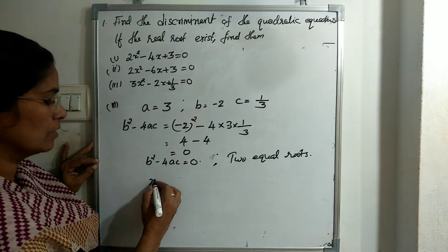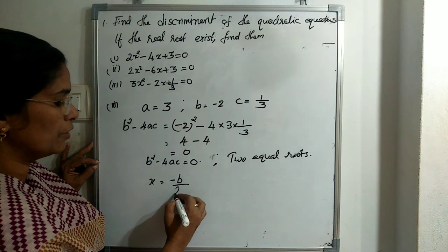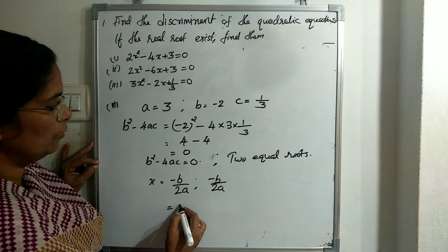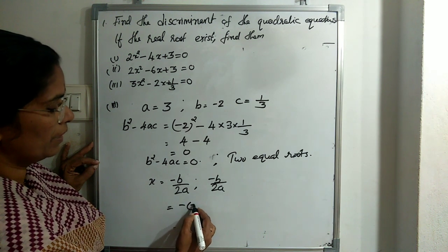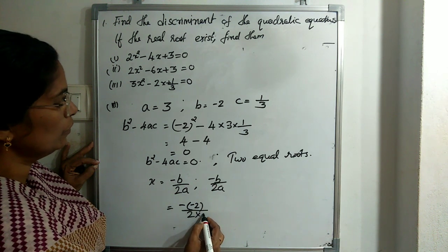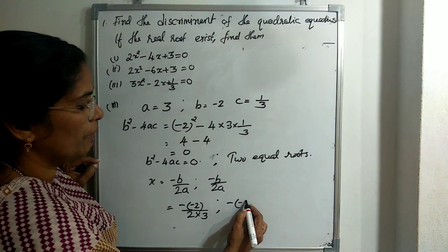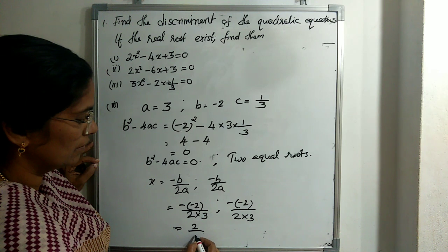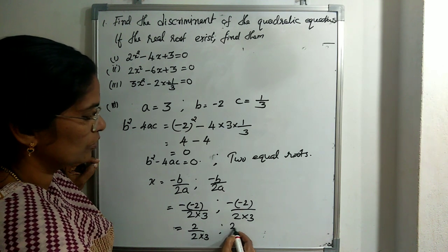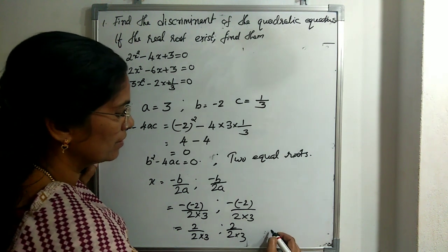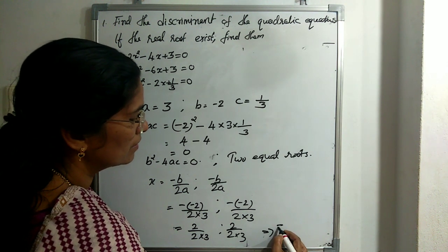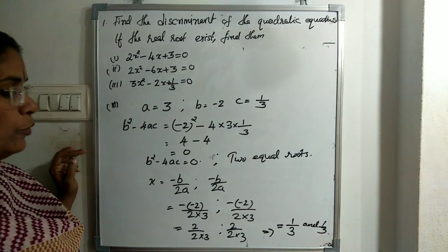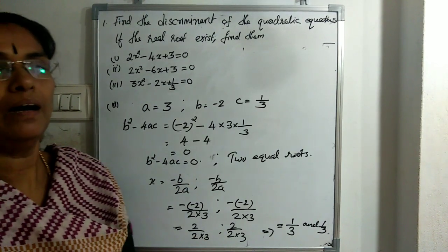So how are we finding the roots? x is equal to minus b by 2a, 2 times we are writing. The same root we will get. Now we are applying the values. Minus b is minus 2, over 2 into 3. Here also minus of minus 2 by 2 into 3. The answer we will get is 2 by 2 into 3. Here also positive 2 by 2 into 3. So 2 cancels, and the last answer we will get is 1 by 3 and 1 by 3. Okay, we will get 2 equal roots. Just apply the formula and find the value.